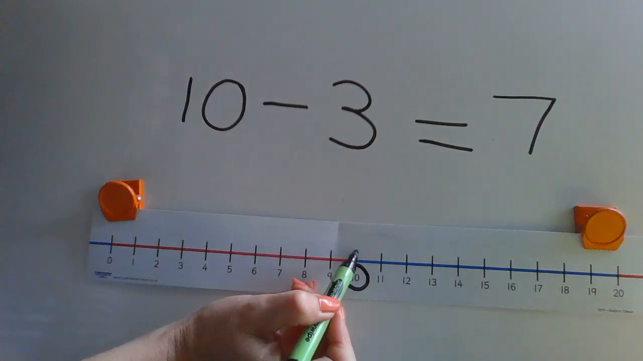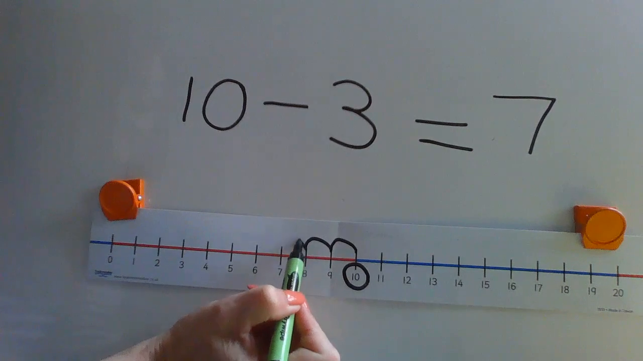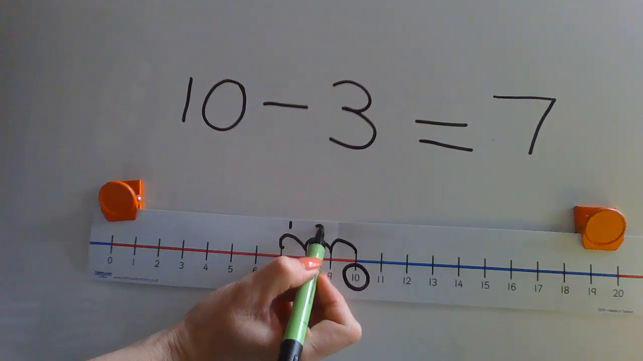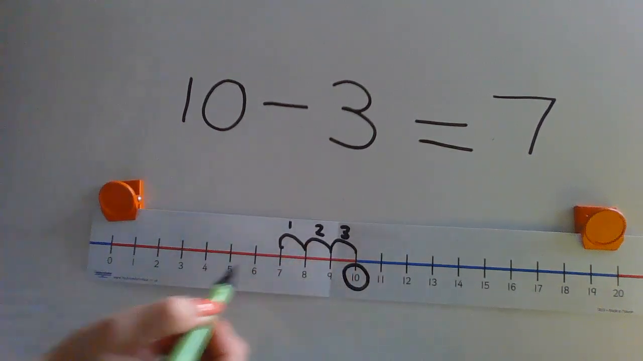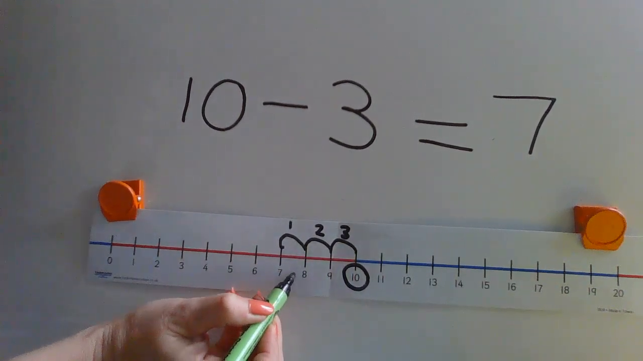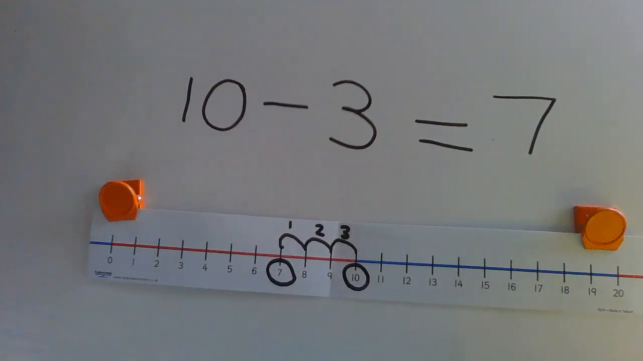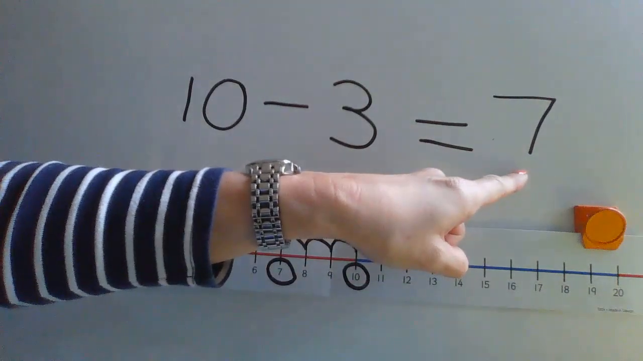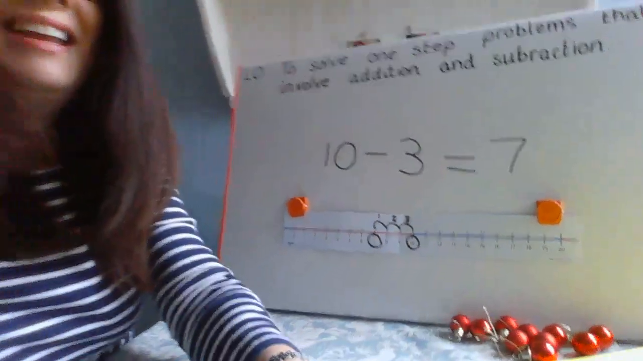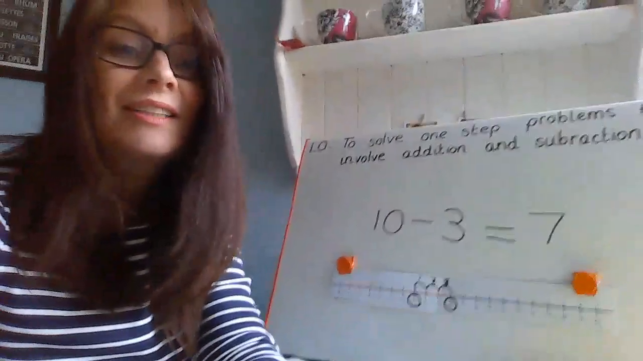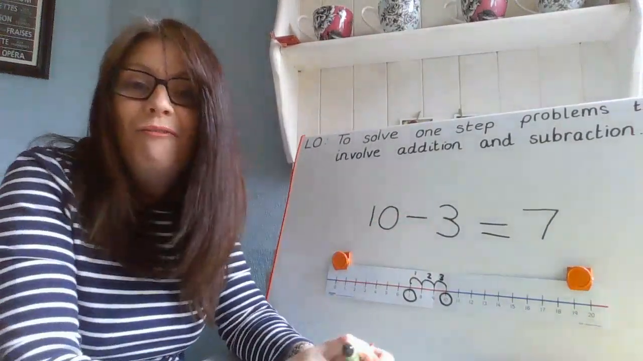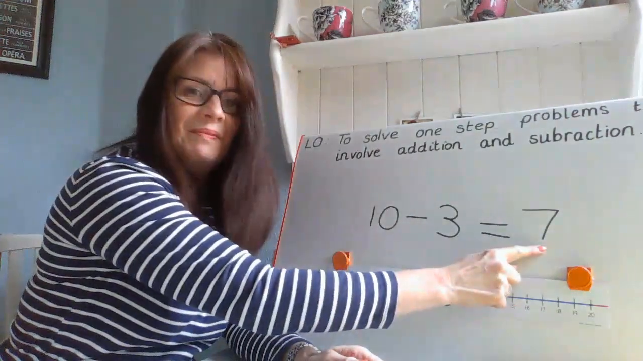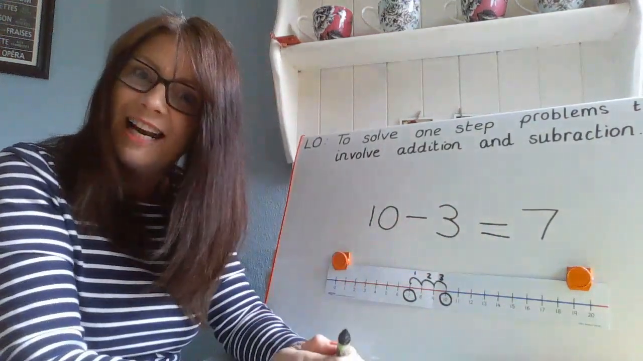So I am subtracting 3. Here we go. 1, 2, 3. Let me just check that. 1, 2, 3. What number did I land on? I landed on number 7. So it works. Number bond rap works for subtraction sums too. That's very clever, isn't it?